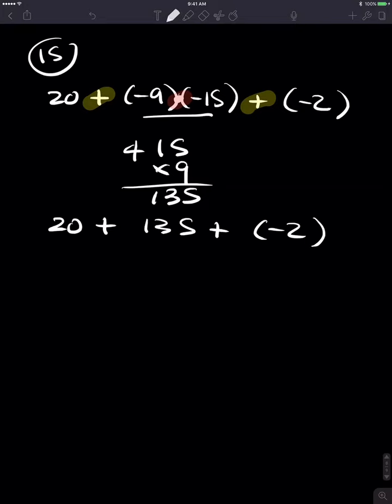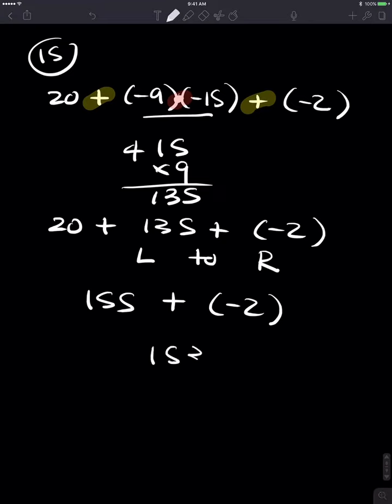Addition and addition have the same rank. We work left to right. 20 plus 135 is 155. 155 plus a negative 2 is 153.